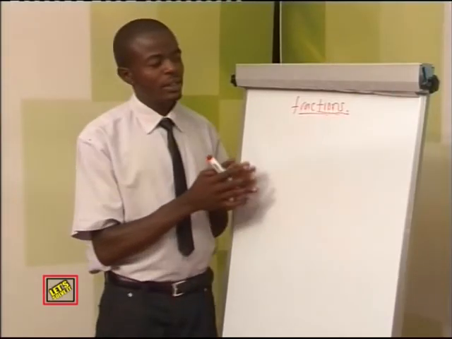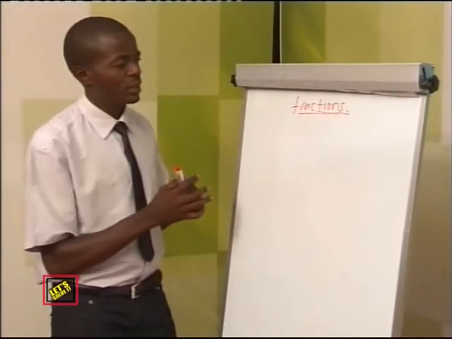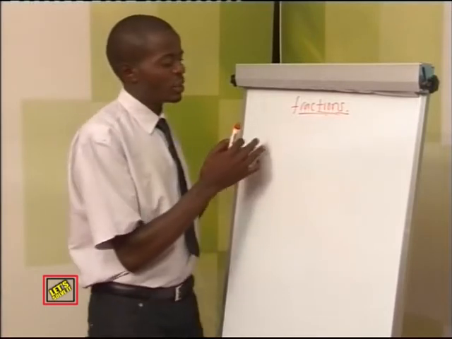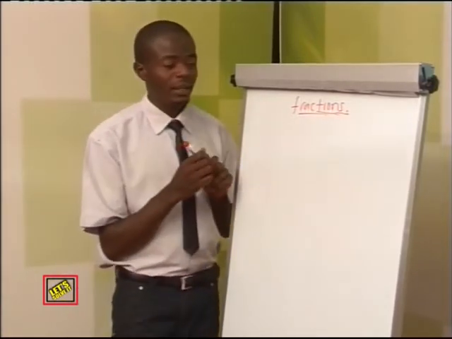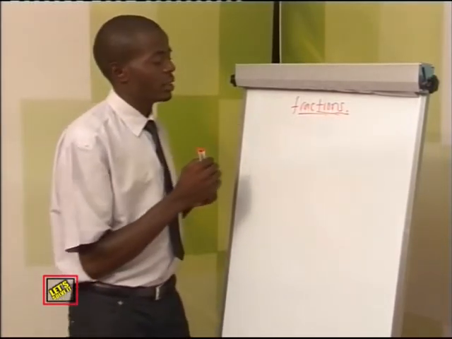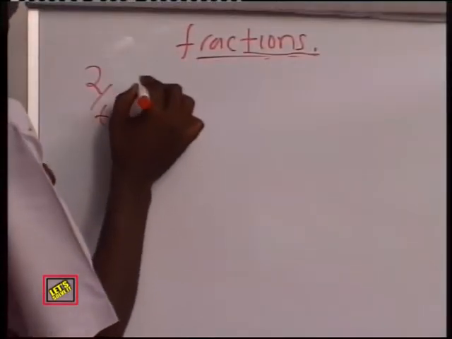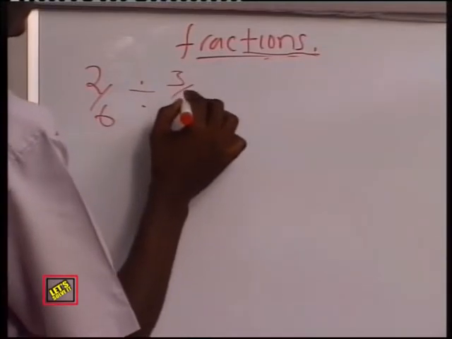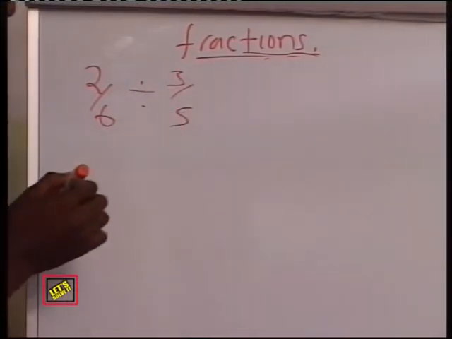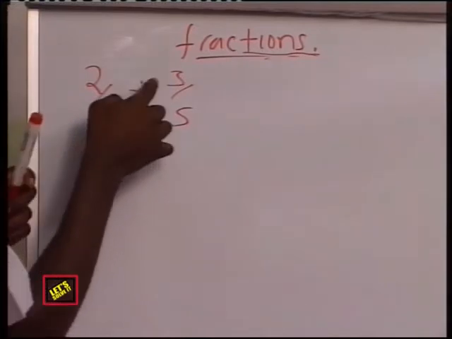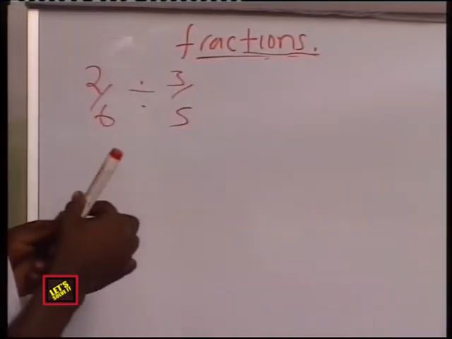Let us now look at the last set of fractions. Now let's look at fractions involving a multiplication sign and a division sign. So we can have that, and that. Okay, so 2 over 6 divided by 3 over 5.